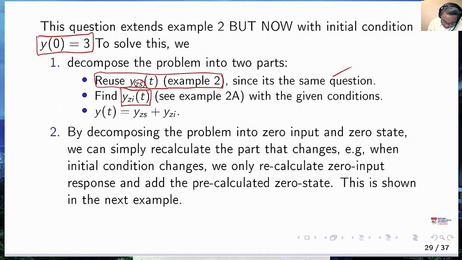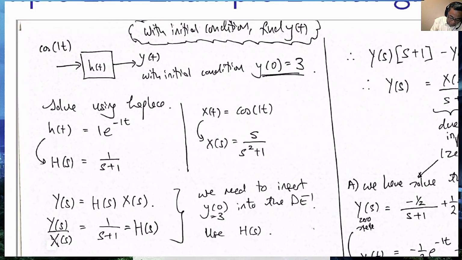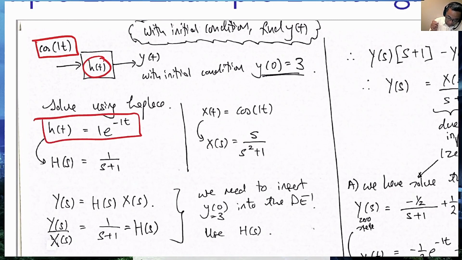Once we have done that, we have found yzi. We add it with yzs from example 2, and we get the final answer. So you realize that because we already have found y0 state, we are not going to do this again. We are only going to do yzi in the next page. Okay, so now again we have the cosine. We have the same h of t, which is this guy, and now we are given this guy, y0 equals to 3. So what do we do?